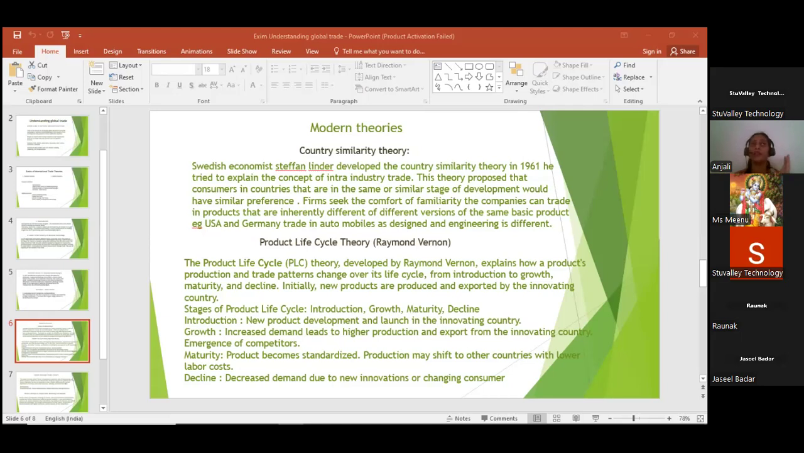For example, in olden days we used the Nokia phone. It was in high demand, reached the maturity stage, and then went into decline because touchscreens came into existence, and people wanted the new innovation. Touch mobile phones came, so the Nokia demand went into a downfall. People tried to adapt to the new technology, the touch screen. Android phones came, and after that the iPhone came.